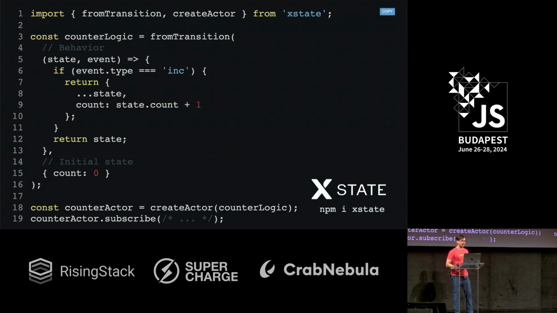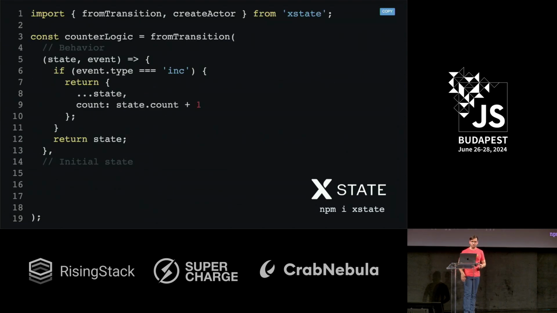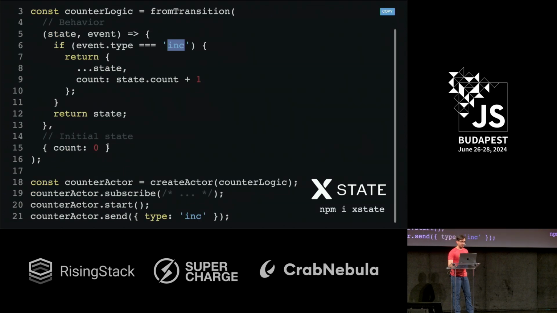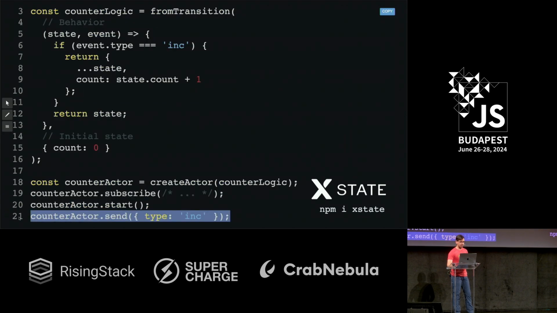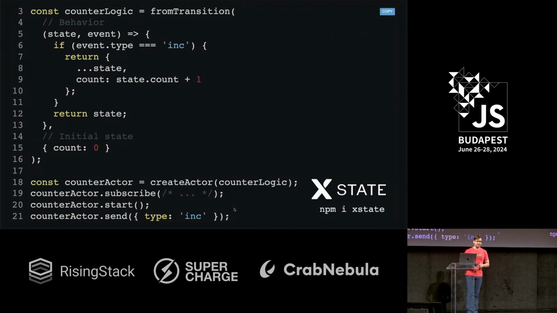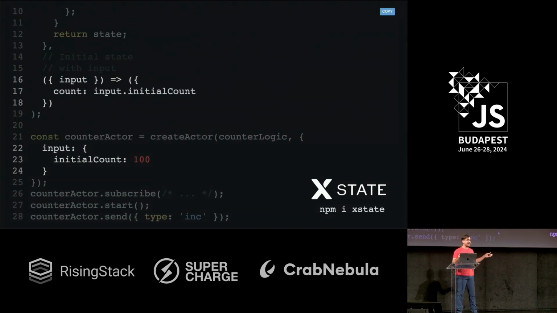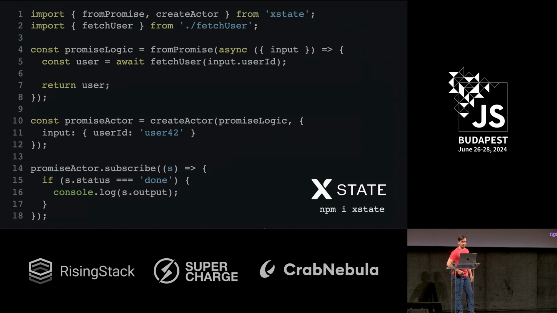This type of logic can be a function, so the reducers that you're used to, such as this transition function, where we get the state and the event, and we could just increment the count when we have an increment event, and we have an initial state over here. And then you can see here that we're actually sending that event, and that's going to affect the actor. We could also provide it input, and you could do this with all of the other actor logic types. I just wanted to demonstrate what that looks like.